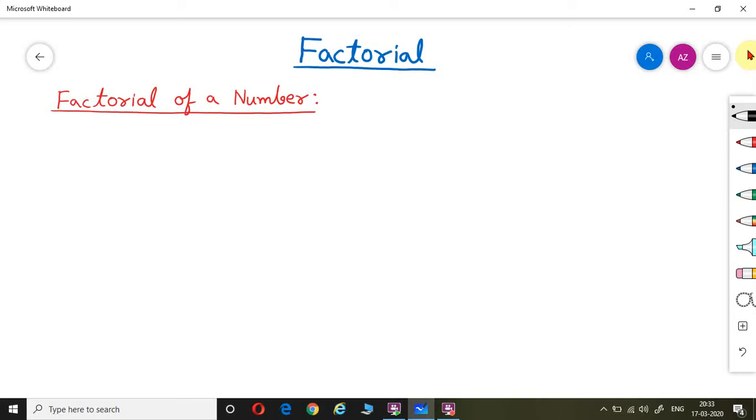In this lecture we will discuss factorial. So how to calculate the factorial of a number? Suppose n is a positive integer.